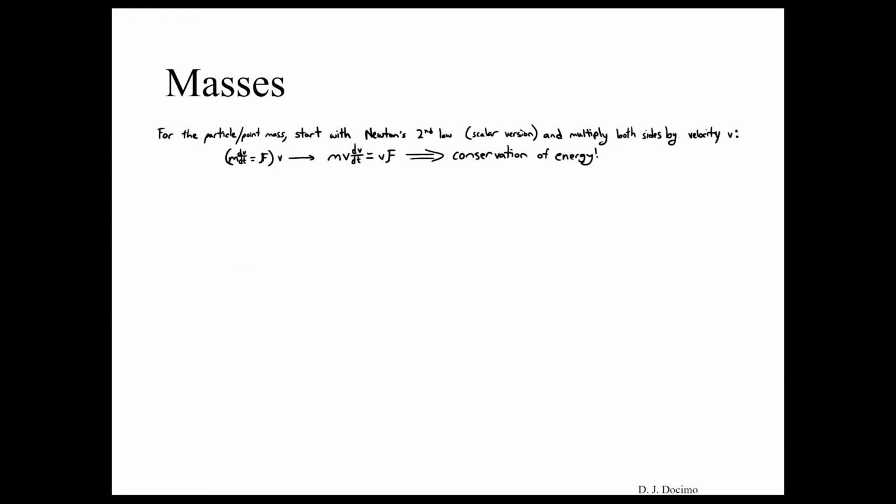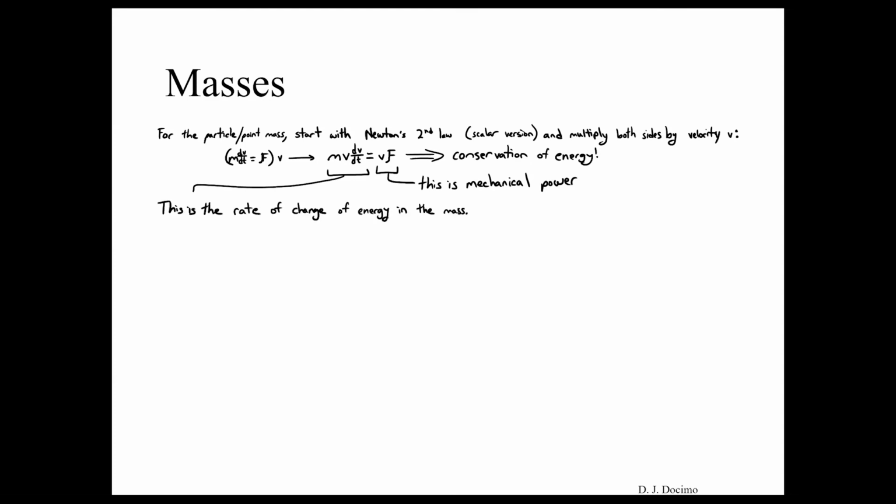For our particle mass, let's start with Newton's second law, the scalar version, and multiply both sides by the velocity v. We get m v dv/dt is equal to F multiplied by v. That equation is actually the conservation of energy. The term on the right is mechanical power, which is velocity times force. The term on the left is the rate of change of energy in the mass. If we integrate, we can find the total energy of the mass.